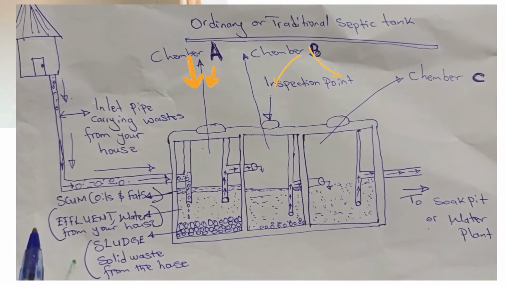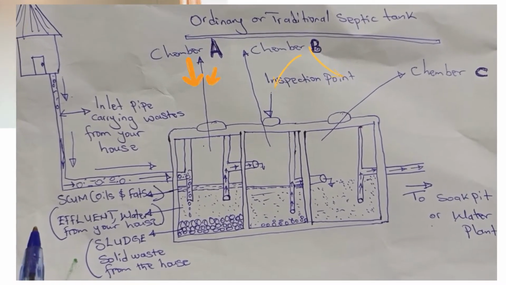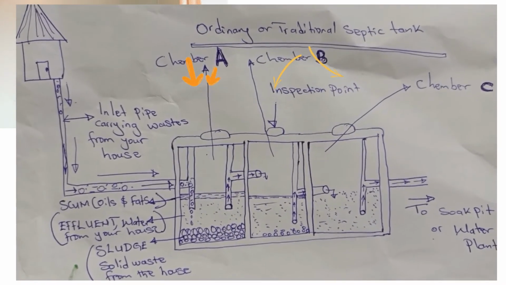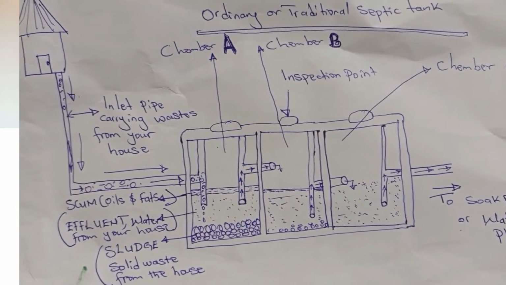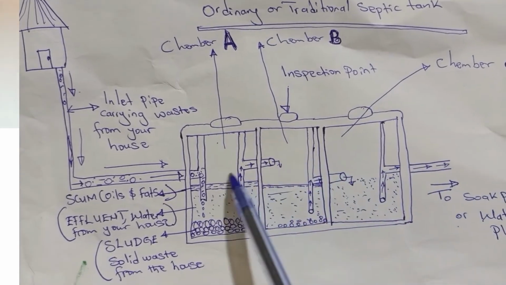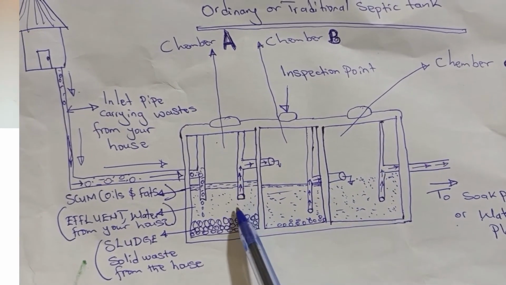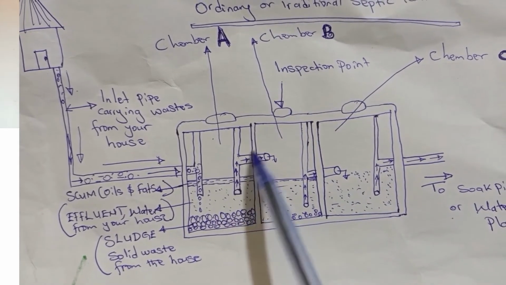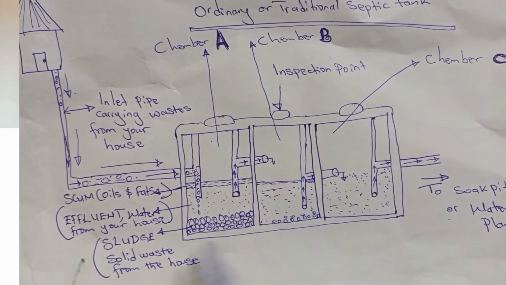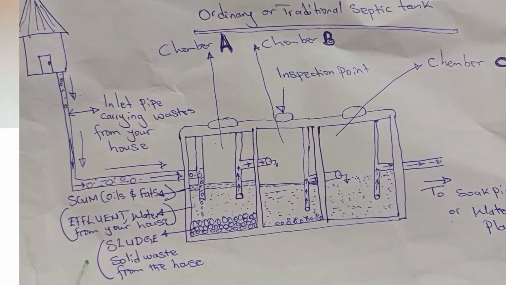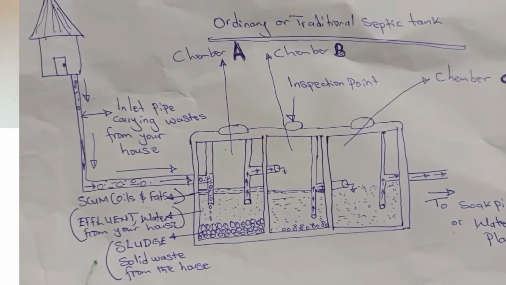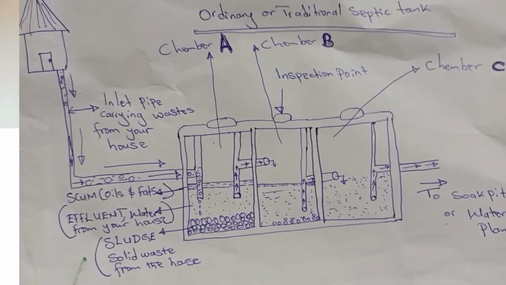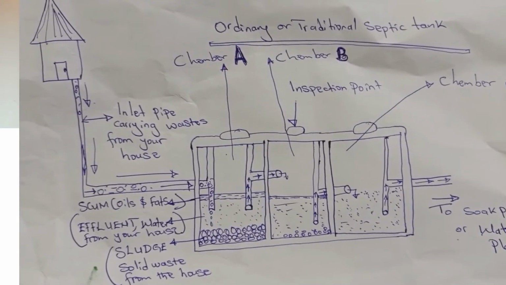So what happens is there is a pipe that connects direct from the effluent, from the water section, to remove that water and take it to chamber B. As more waste comes from the house, the water also increases. So some of that water is carried into chamber B.